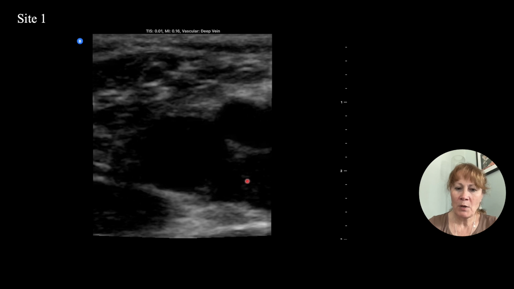It's possible that this was site 3 and this is the arterial bifurcation, but I can't tell from the still image. But since these are so large, I think this is probably site 1. But nice job there.